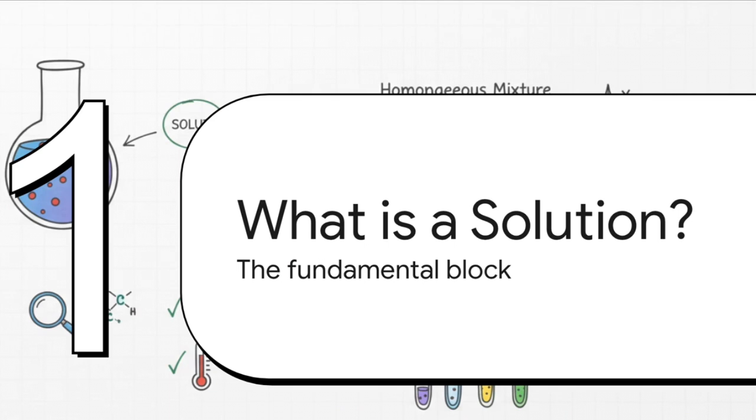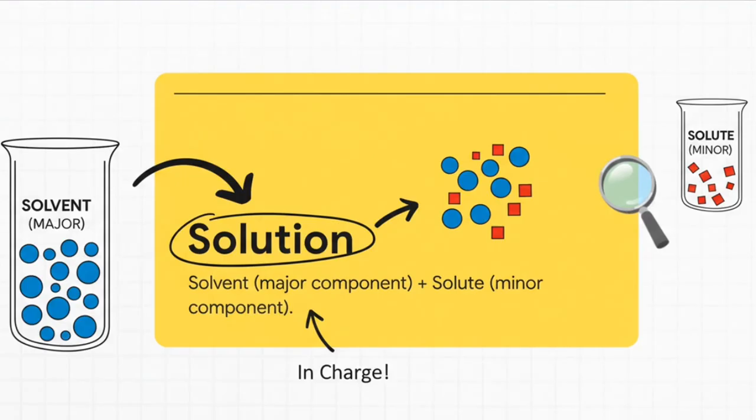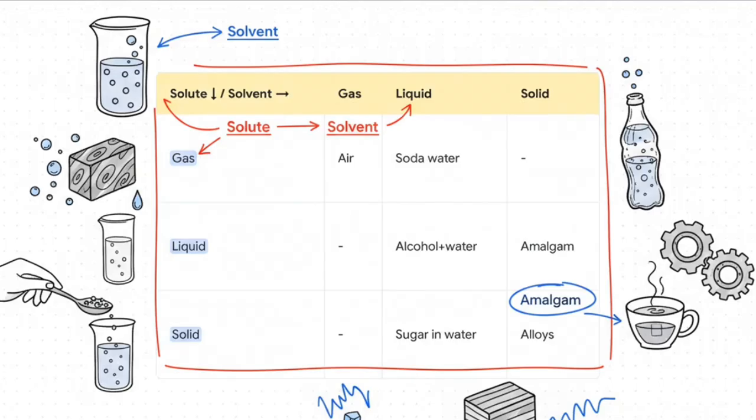So what actually is a solution? Well, it's way simpler than you might think. Okay, here's a really easy way to remember this. Just think of a solution like a kingdom. The solvent, that's the king. The major component, it's the one that rules. And the solute is the subject, the minor part that gets added in. Simple, right? Now, check this out.